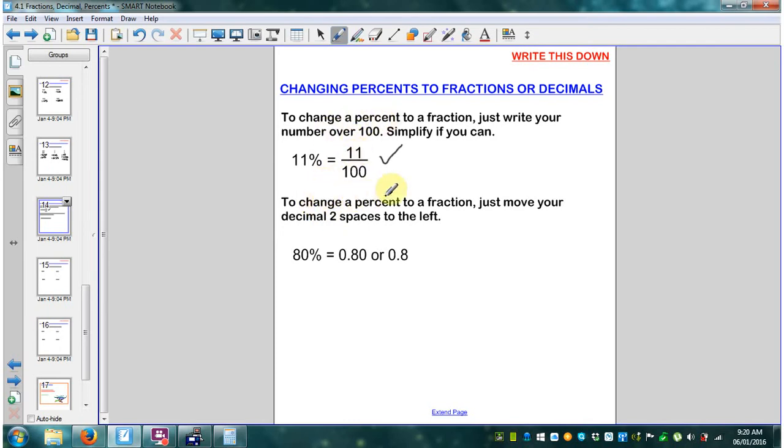And to change a percent to a decimal, you just move your decimal 2 spaces to the left. You go in the opposite direction this time. So the decimal always exists at the end of a number if it's not already written in there. Okay, so we just go 1, 2. Our decimal moves 2 spaces to the left, so 0.80. Or you can drop this 0 at the end and write it as 0.8.